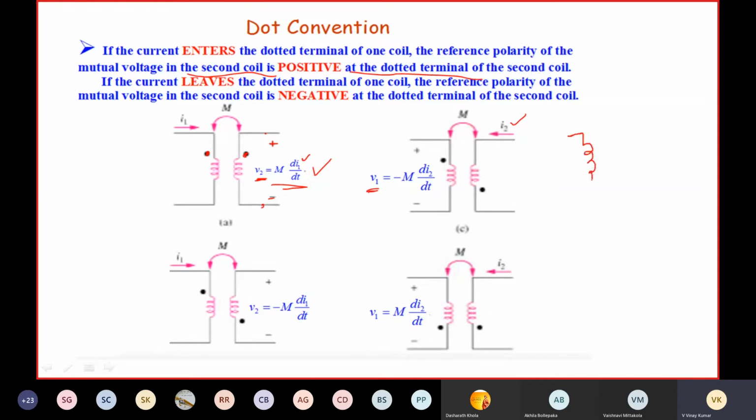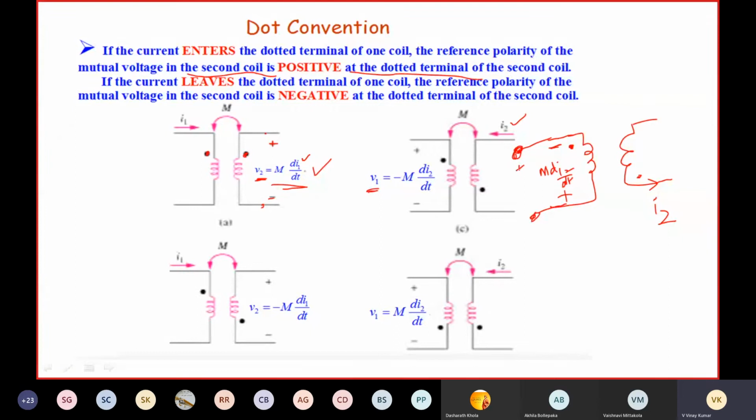So you can have it like this. Here current is leaving. The current which is going into this is I2. This is leaving the dotted terminal, where a dot is placed here, right? The voltage will be negative at the dotted terminal. So this will be the mutual induced EMF, M di2 by dt, right? The voltage at this point will be negative. You are collecting voltage at this point with respect to this point.